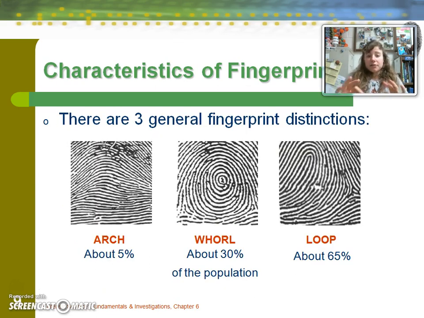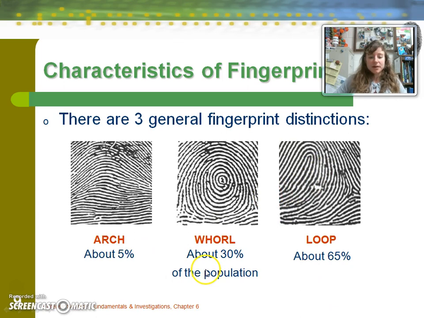So there are 3 basic fingerprint distinctions. There's the arch, in which the ridges move in and out in different directions across the page. A whorl, where you have one or more ridges that are encircling, and a loop, where you have one or more ridges that are entering and exiting on the same side.